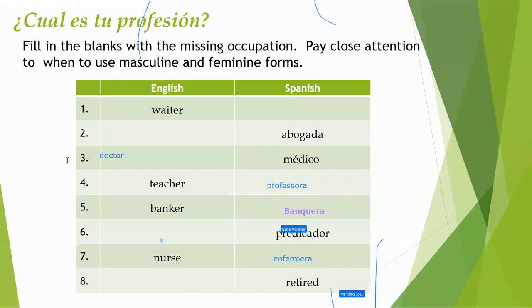Use your typing tool, your text tool, instead of trying to write it. Okay, good. Banquera, muy bien. Enfermera is nurse. Change your spelling, please. Whoever did profesora, you should not have 2 S's in profesora.